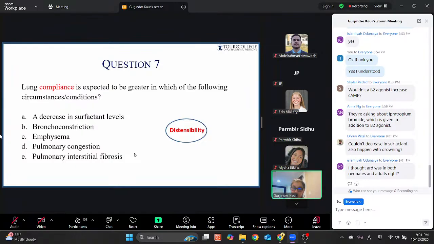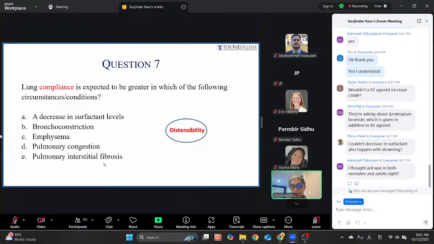There could be a mutation that can bring the surfactant down, or sometimes atelectasis in older adults, very aged adults, can happen. So the alveoli are not opening up as well, and that can bring down the compliance, right? So all the other options are pretty much bringing the compliance down. That's why we are knocking them out, right?